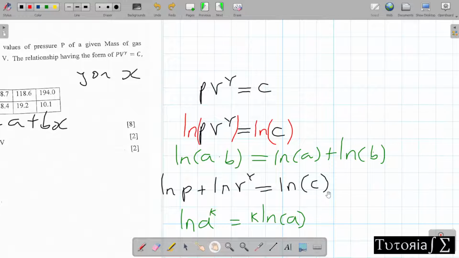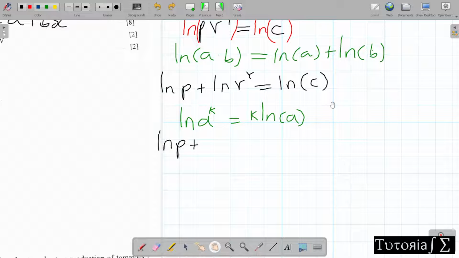natural log of P plus μ natural log of V is equal to natural log of C. And we need to rewrite this equivalent to our y on x equation. We see that there is something here, a natural log of V, and there is ln C. We've been told that C is a constant, meaning that ln C will also be a constant. ln P will not be a constant because P is a variable and V is a variable.